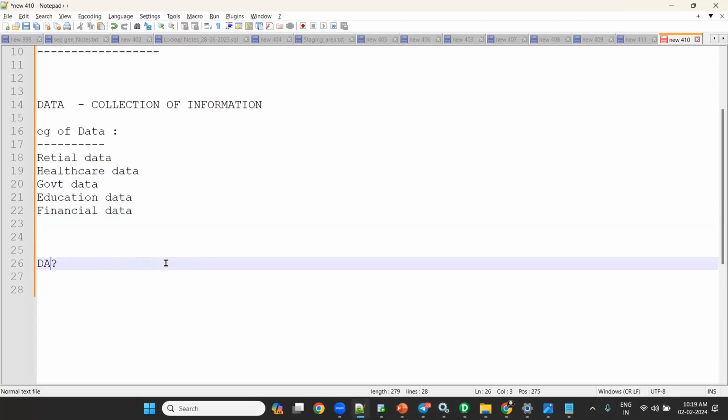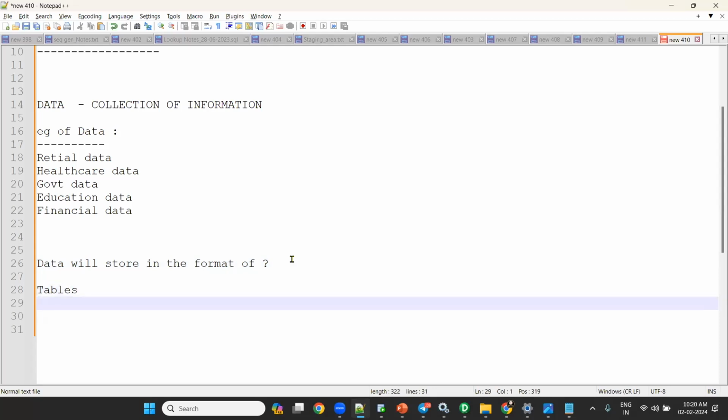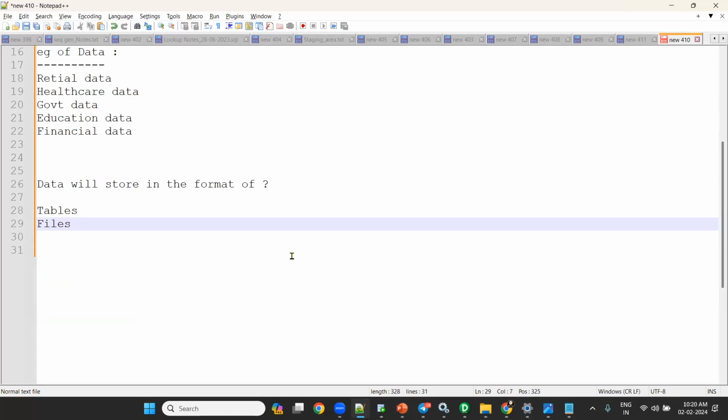Data can be stored in two ways. Data can be stored in either tables or files. Either data can be stored in tables, or data can be stored in files.